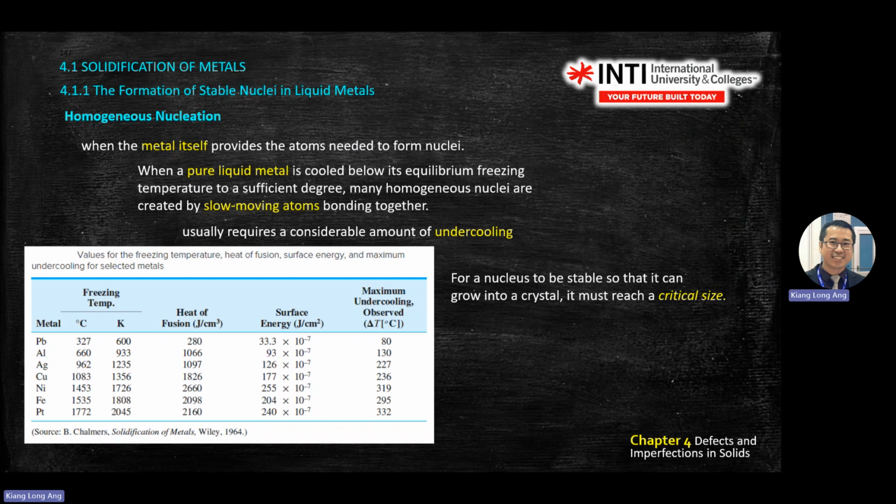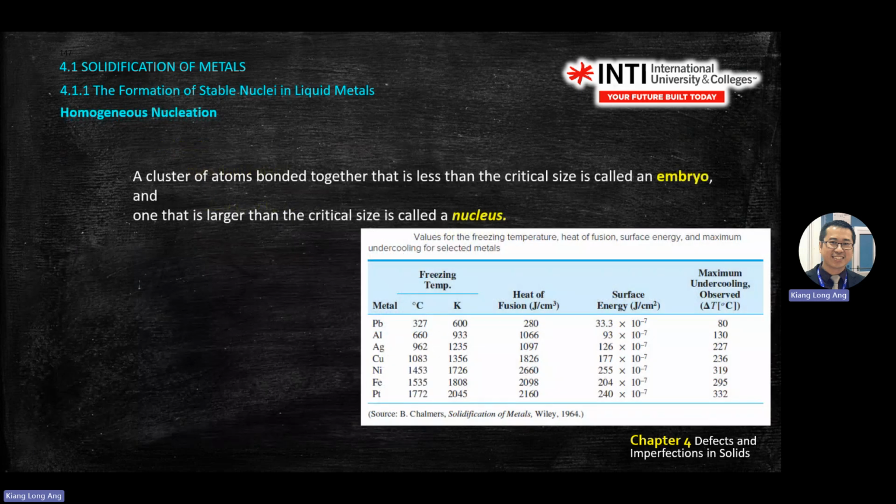For a nucleus to become stable, so that it can grow into a crystal, it must reach a critical size. The word critical size means, for example, when it starts to form a nucleus, how do you quantify that this one is already stable? We quantify by critical size. So there's a calculation for this critical size.